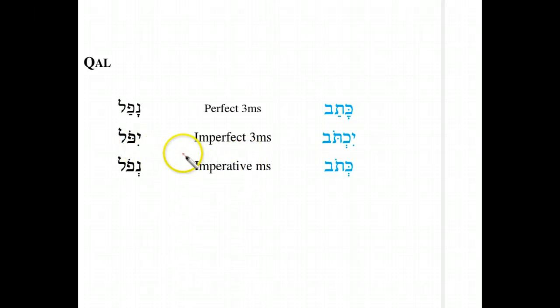So the imperfect, we have yipol over against the strong verb yichtov. So there we do see a question of assimilation. With respect to the imperative, what we see here is pretty much the same form, nepol, as the strong verb. And the reason for that is that right here underneath the nun we have a vocal shva, as opposed to a silent shva. And because it's vocalized, the nun remains present, and the form looks very similar, or in fact the same, to the strong verb.